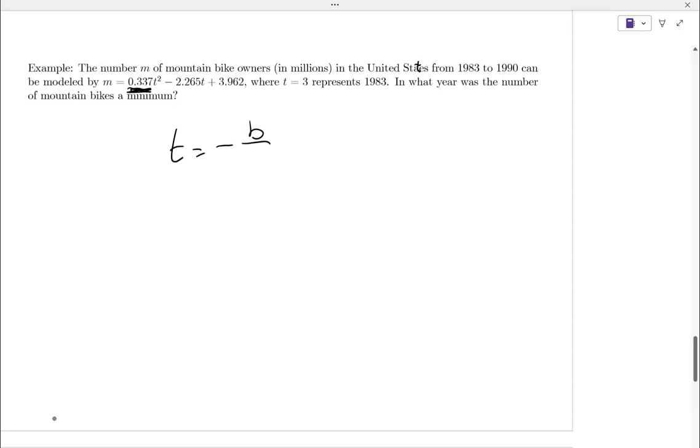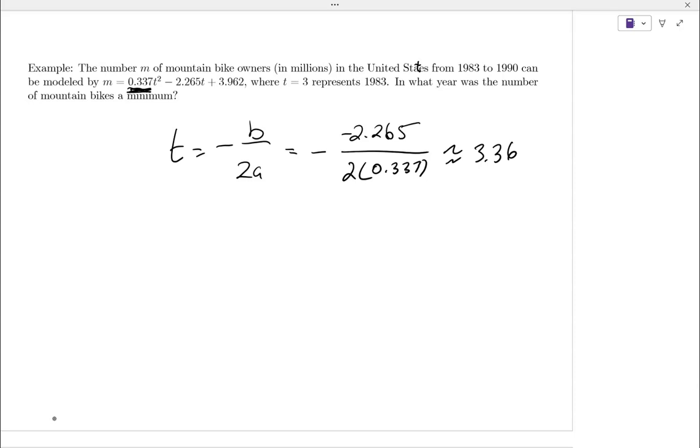Good, negative b over 2a. What's the value for b in this case? Yeah, negative 2.265, and the a value is, good, 0.337. And what did you get when you put that in your calculator? 3.36-ish.